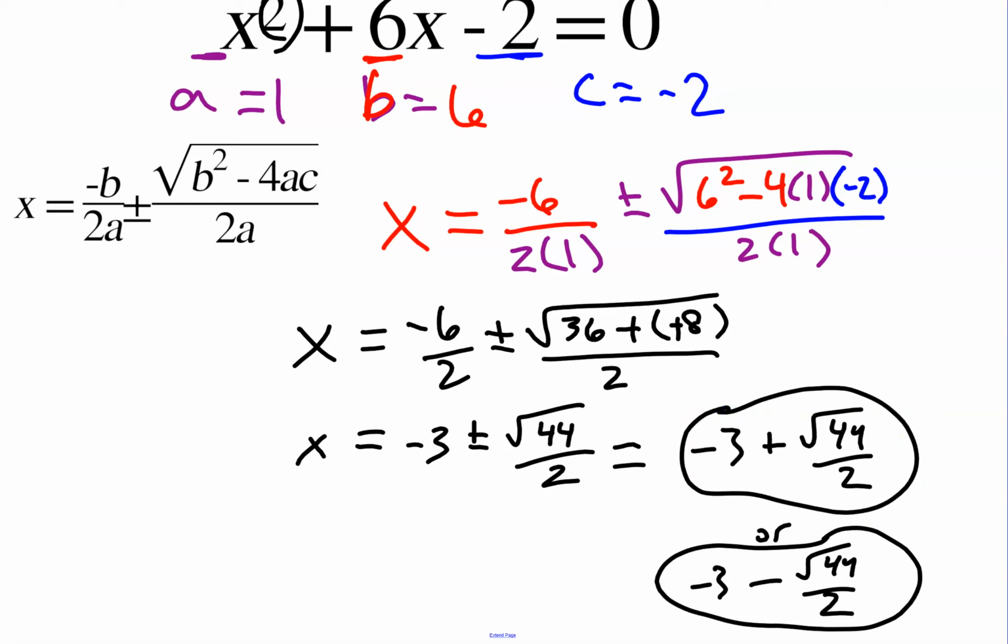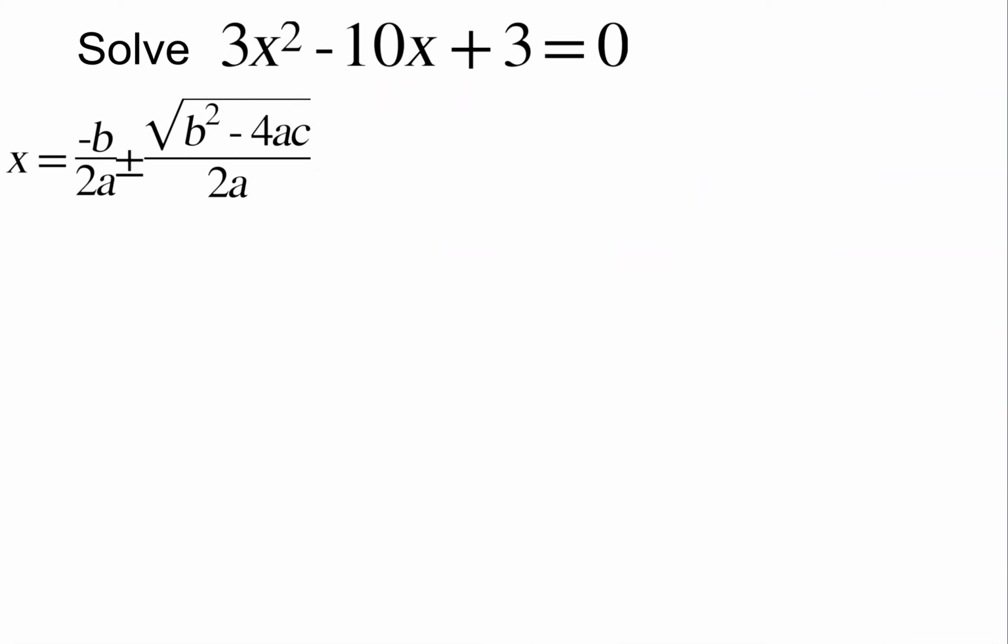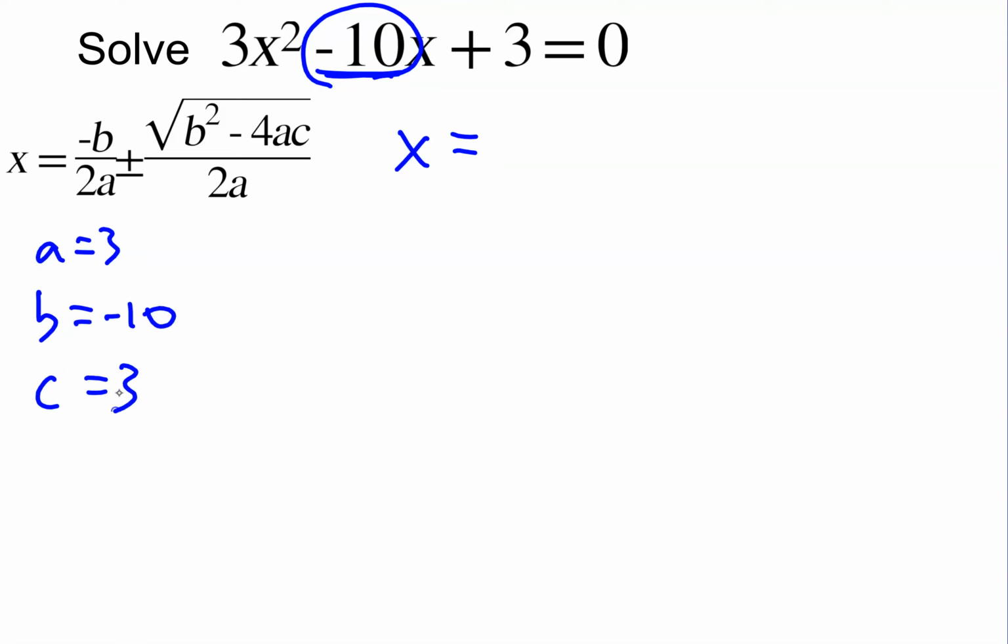I want to take a look at one more example and notice a couple differences. Here's another example. We want to solve the equation 3x squared minus 10x plus 3 equals 0. Again, 3 is a, negative 10 is b, and 3 is c. So when I say x equals the opposite of b, if b is already a negative number, I should write this over here. If a is 3 and b is negative 10 and c is 3, then the opposite of b means the negative of negative 10, which is positive 10.